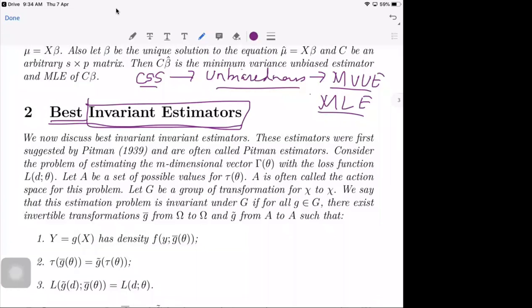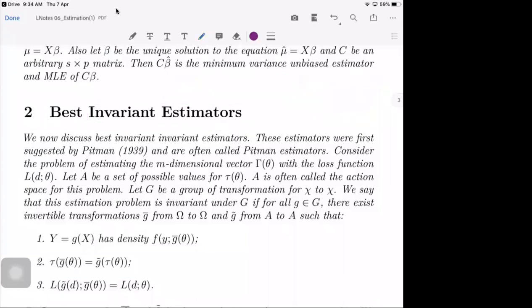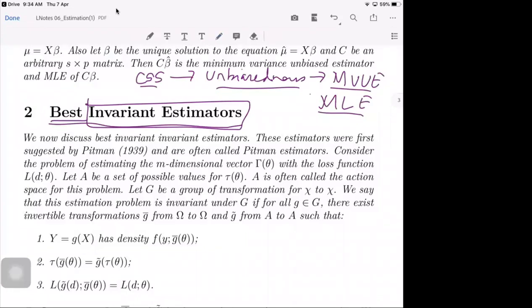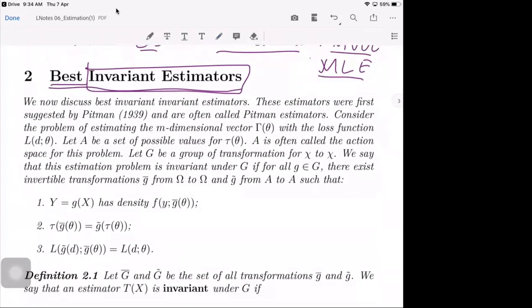Okay. So first we try to understand what will be the definition of invariant estimators and when will it be a best. What are the conditions that it will become the best invariant estimator? So we now discuss best invariant estimators. These estimators were first suggested by Pitman and are often called Pitman estimators.